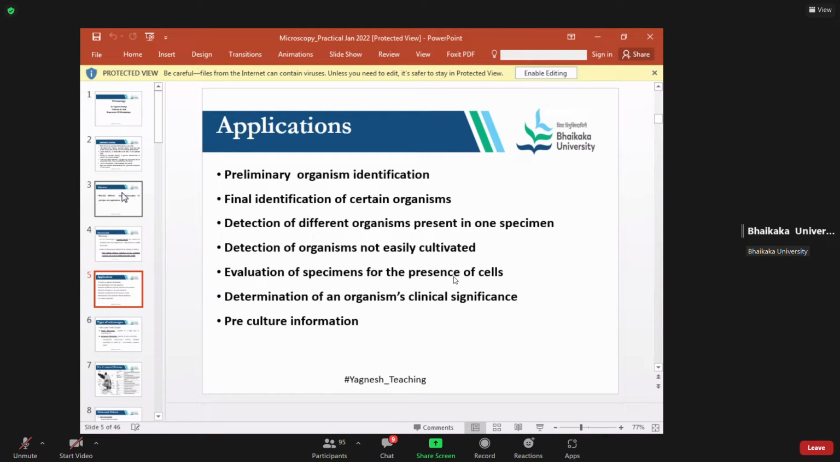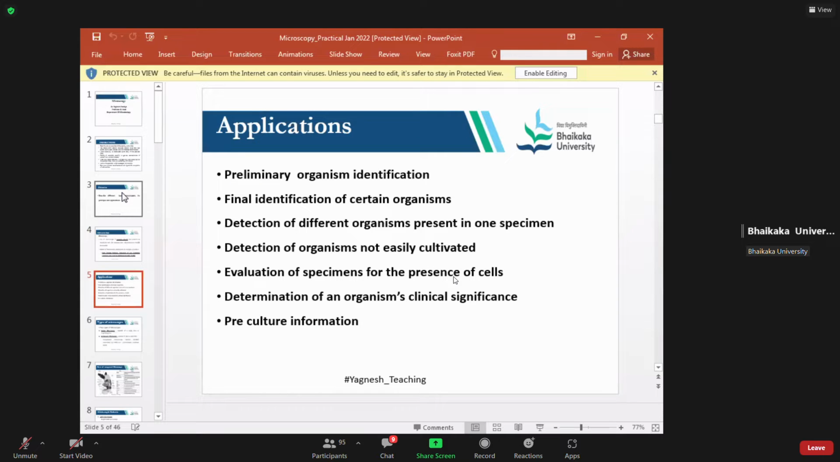The question arises, then, what are the applications of the microscope in the microbiology laboratory? Let us try to understand what are the applications of the microscopes in the microbiology lab. Microscopes are used by the pathologists as well, but there are a few differences. Let us try to understand which are the few differences.